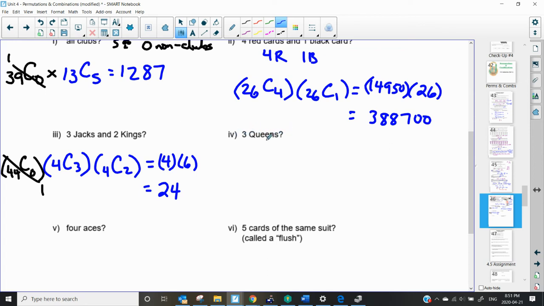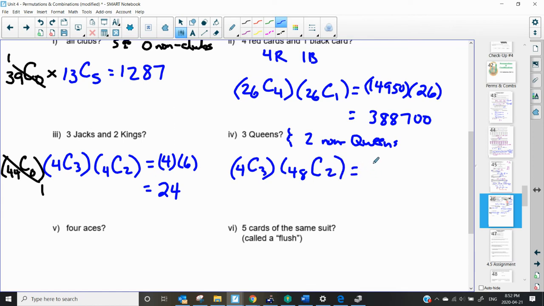All right, not the chance, we're not dealing with probability, but how many different combinations could we have with 3 queens? Well, we need a 5-card hand. So if there's 3 queens, that means there are 2 non-queens. So there are 4 queens to choose from, and we're taking 3 of them. And if there's 4 queens, that means there are 48 other cards in the deck. So notice 48 plus 4 adds to 52. And we're choosing 2 of them because 3 plus 2 is 5. And so that leaves us with 4 times 1,128 gives us 4,512 combinations.